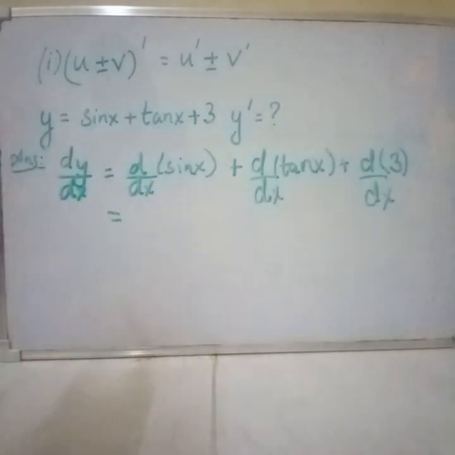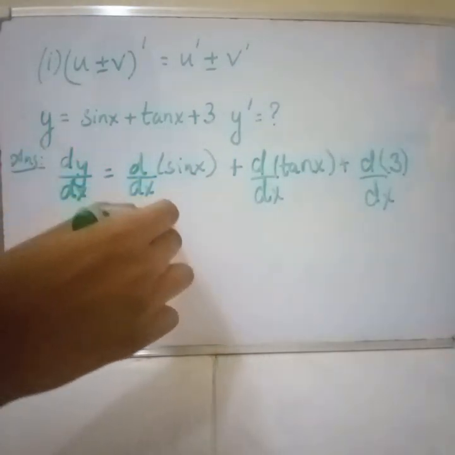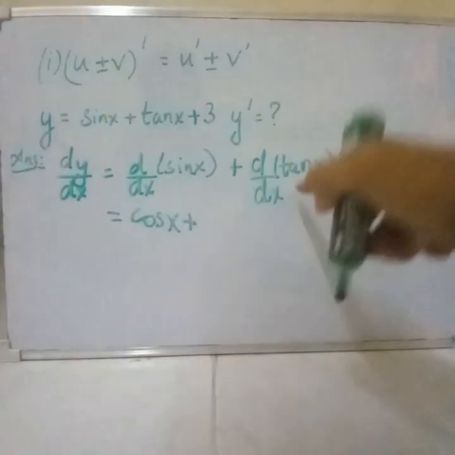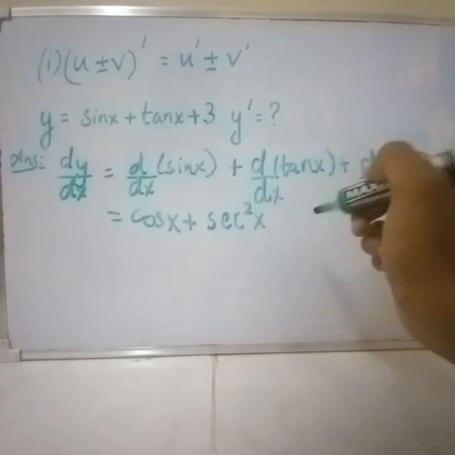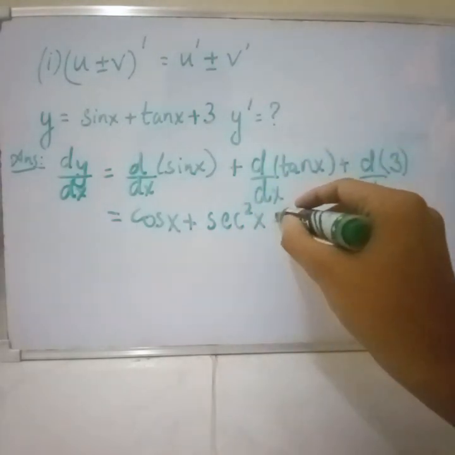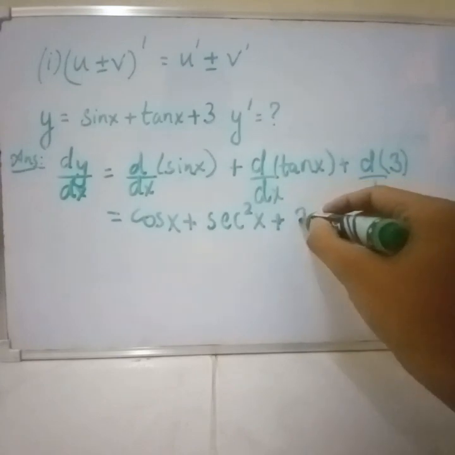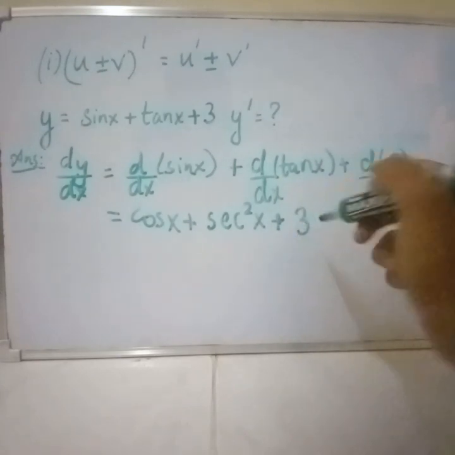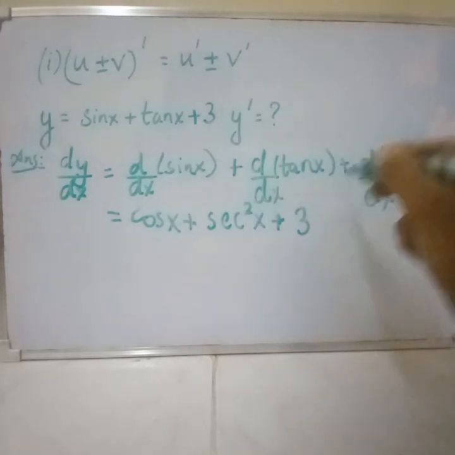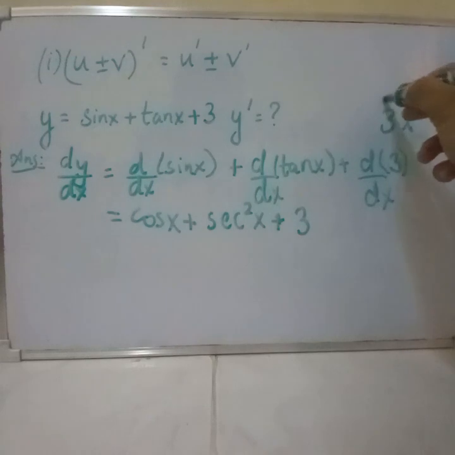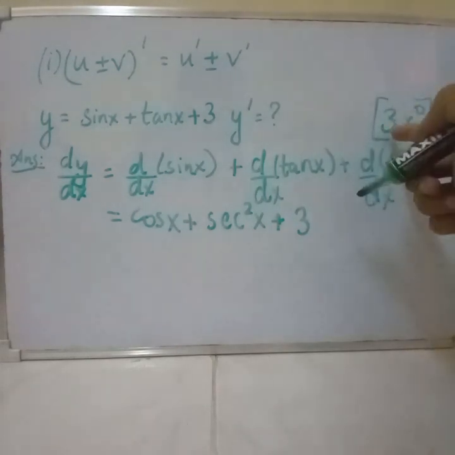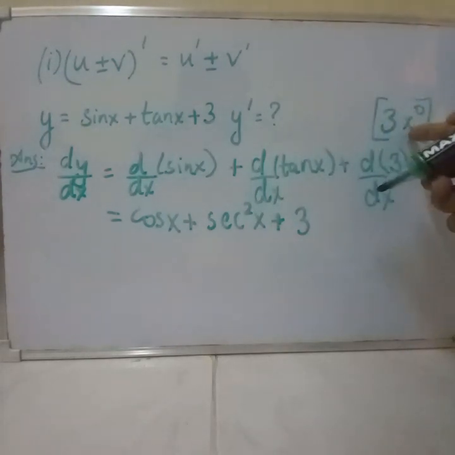So the derivative of sine is cos, and the derivative of tan is sec squared. And in order to find the derivative of this, you can use the formula, right? And there is no x here, right? So it will be 3x raised to 0, right? Instead of 3, we can write it as 3x raised to 0, because any variable or any number raised to 0 will be equal to 1 itself.